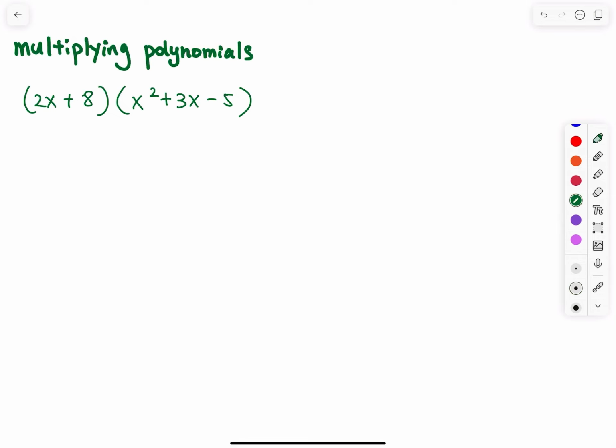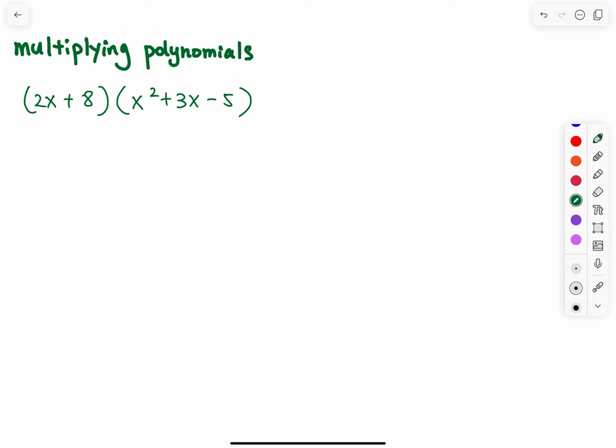Multiplying polynomials using any method you like. This is what I'm going to do in this video. I will just stick with the FOIL method. I have graded and read so many papers, and I will say 99% of the time, students do a FOIL method on paper.